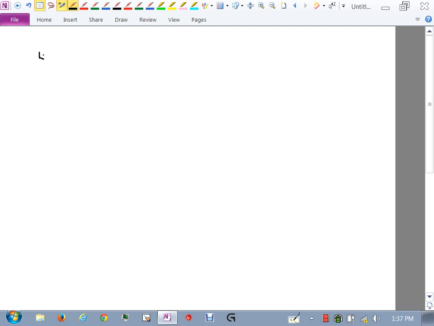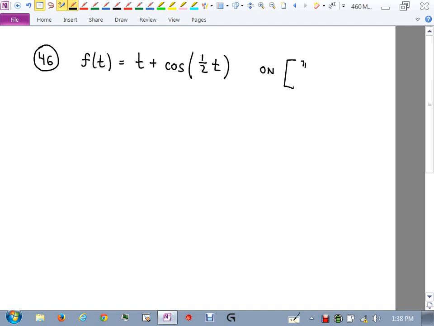I'm going to do number 46 in the book, which gives you a function f of t is t plus cosine 1/2 t, and then they want you to look on the interval pi over 4, 7 pi over 4. They want you to find the absolute max and min.